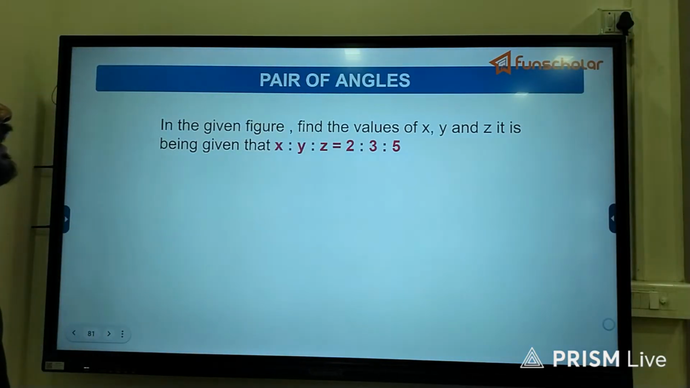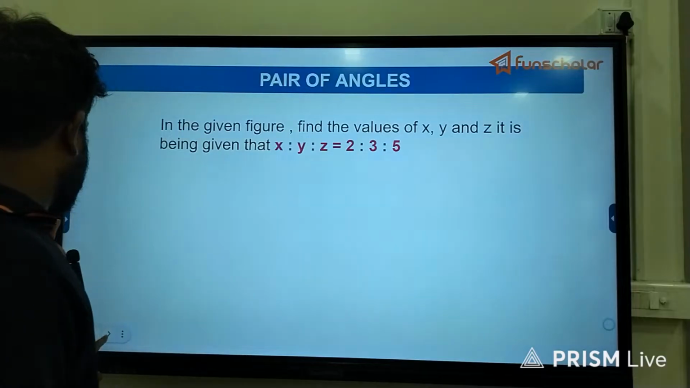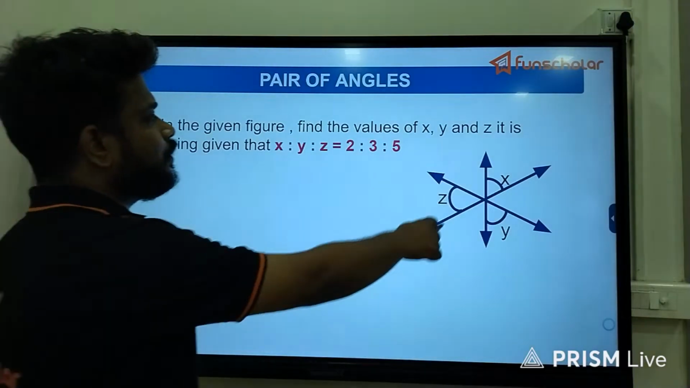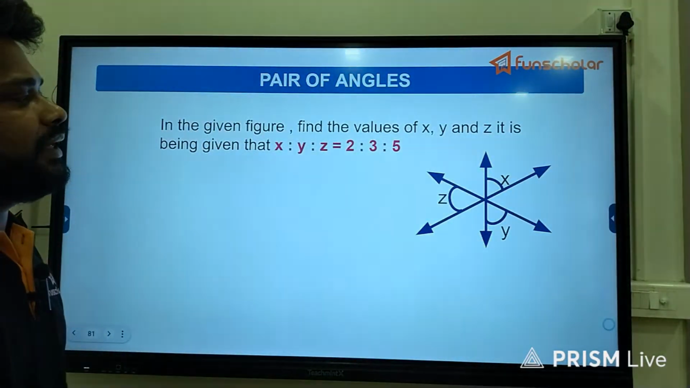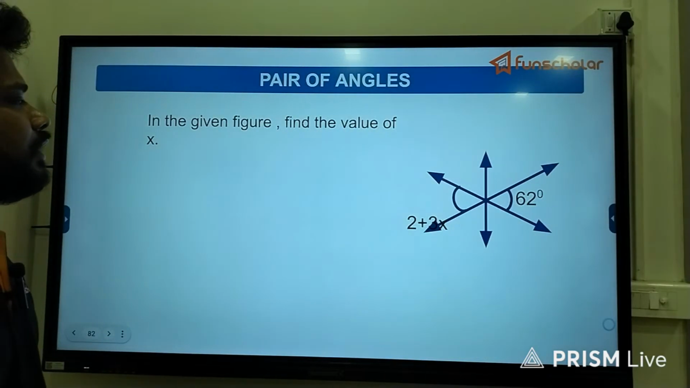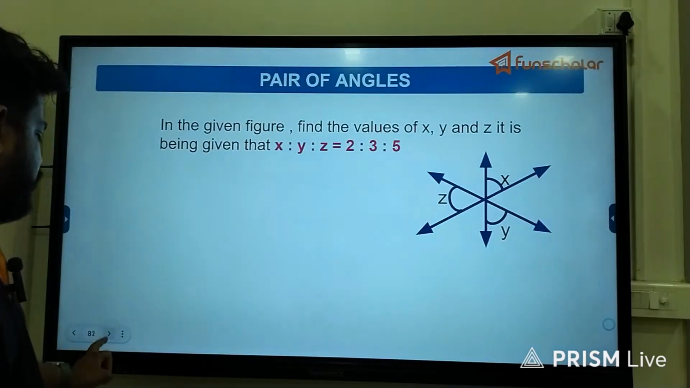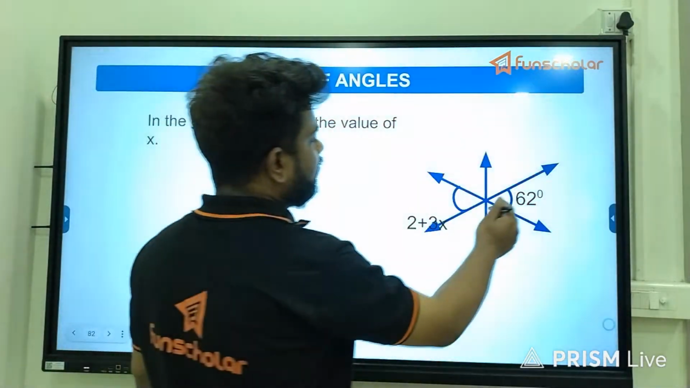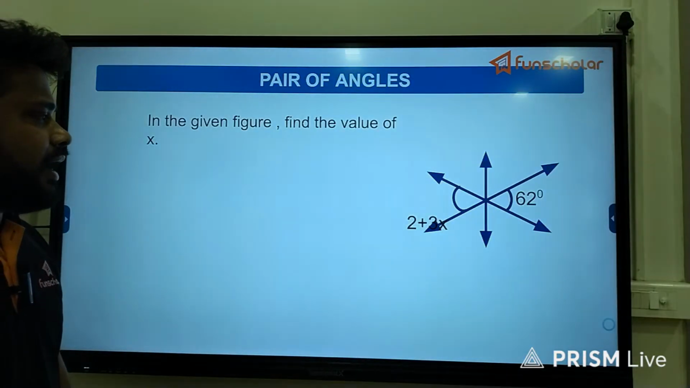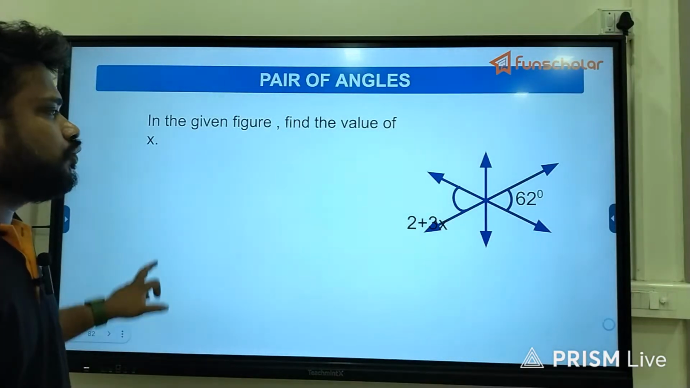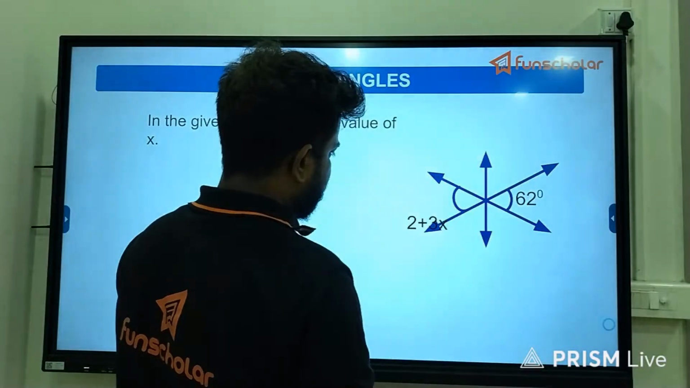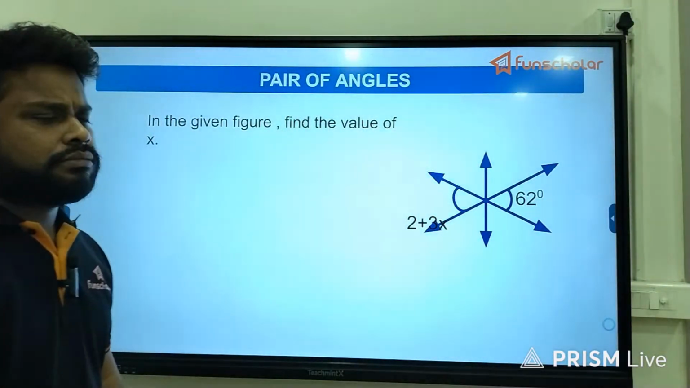Find the value of x and y and z. It is being given that this. Okay. Yes, you have to find. So, x and y will be equal and z will be equal to the sum of x and y. In the given figure, find the value of this. Okay, this one will be much easier to find, like for 62 degrees, it will also be 62 degrees because this is the vertically opposite angle, and you have to find the value of 2 plus 3x, and 2 plus 3x may be this point. Okay, so you can generally find this.